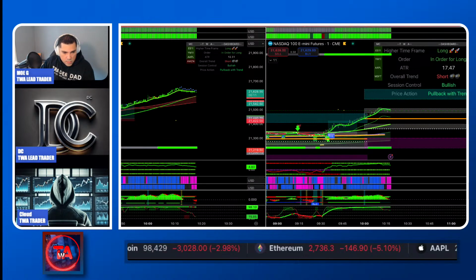We got a little bit of sellers coming in here, kind of a battle zone. I think we're gonna stop here for a while.